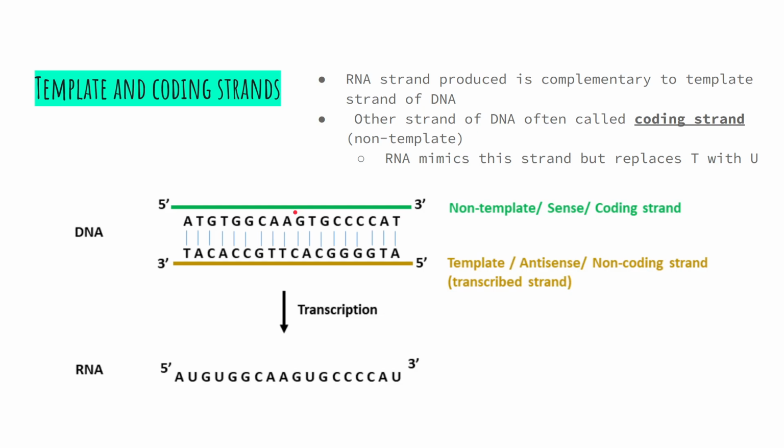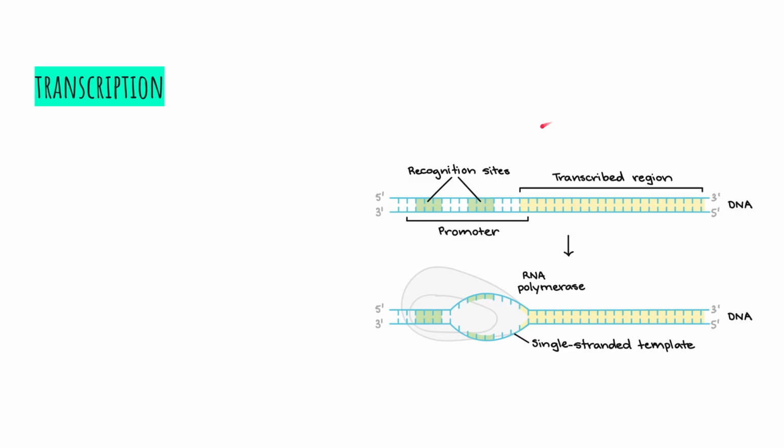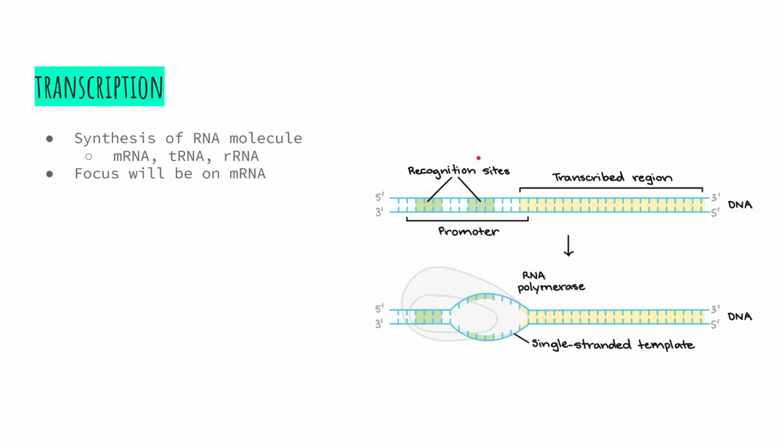And so the way I like to think of it is the coding strand mimics the RNA strand, but just with the thymine being replaced with uracil. So the synthesis of this RNA molecule, whether that's mRNA, tRNA, or rRNA, we will focus on tRNA and rRNA later on, but for now the focus is on this mRNA molecule.